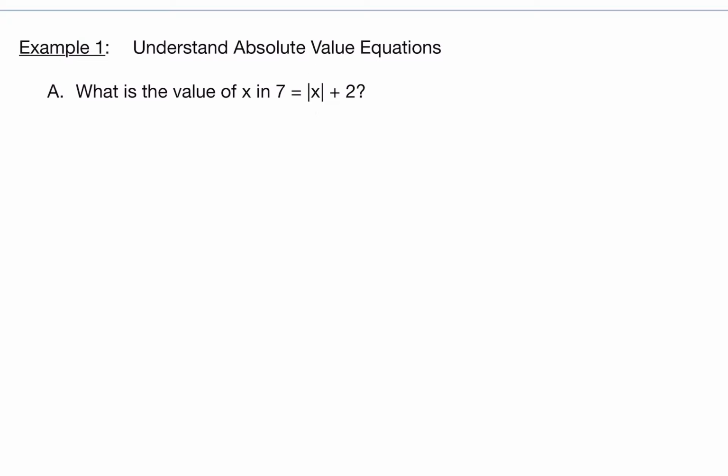we need to understand what this absolute value of x means. What you'll notice is this x has these two parallel lines next to it. And what that basically means is that whatever the value of x is, the result of that is going to be a positive number. So for example, the absolute value of 4 is equal to 4, and the absolute value of negative 4 is also 4.